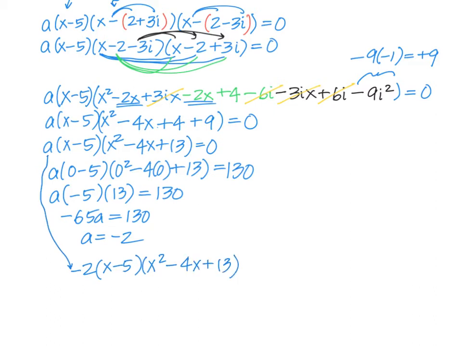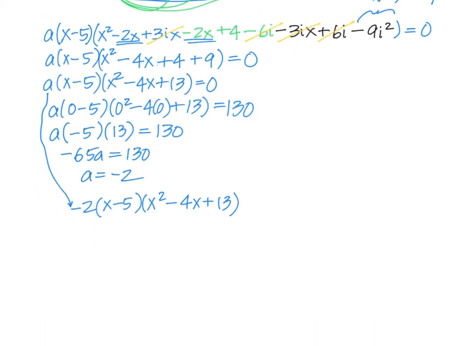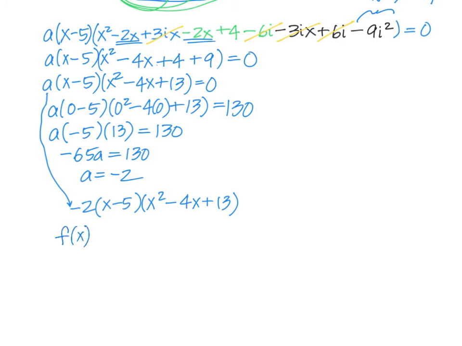Okay? Now that's my polynomial here. I just need to do a couple more steps of simplification and I will be done. So f of x equals negative 2. I'm going to distribute this x minus 5 to this. Now, when I do, I get x cubed minus 9x squared, and then I also get plus 20x plus 33x, and then you have minus 65.